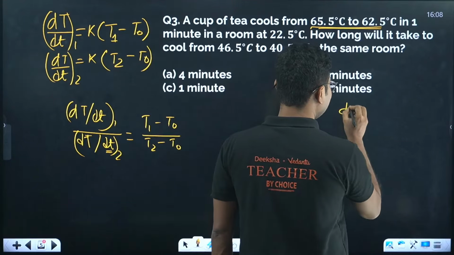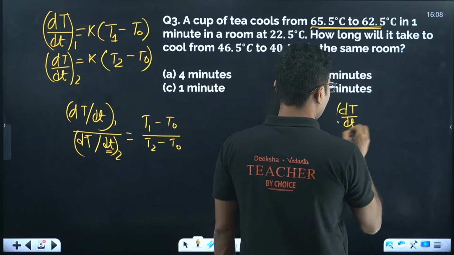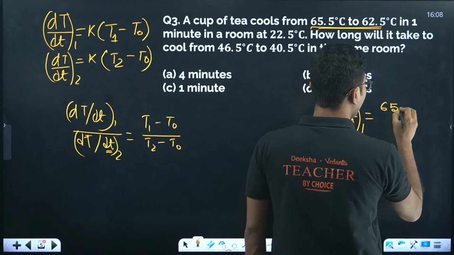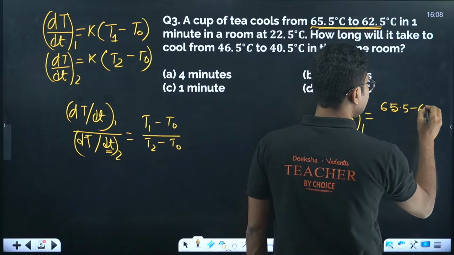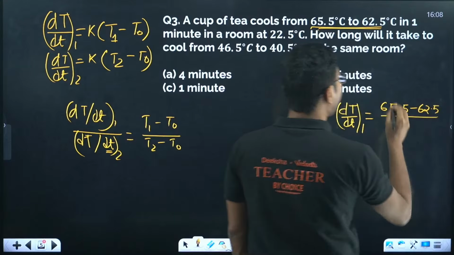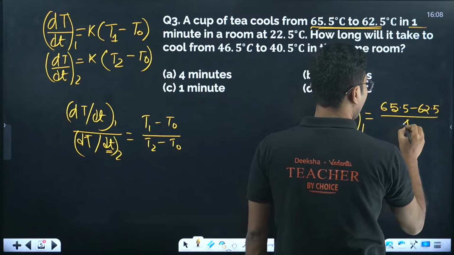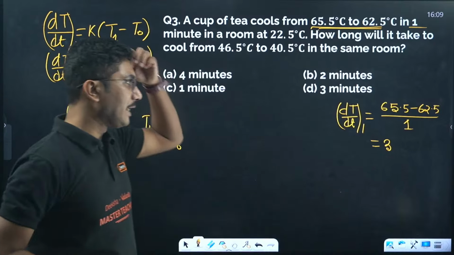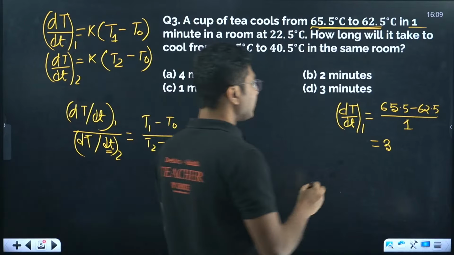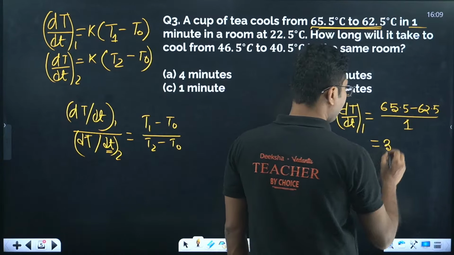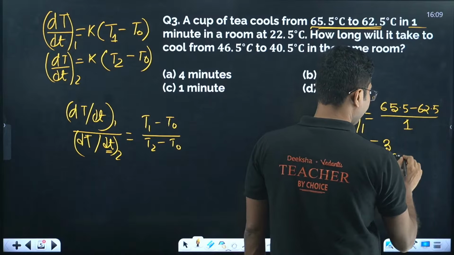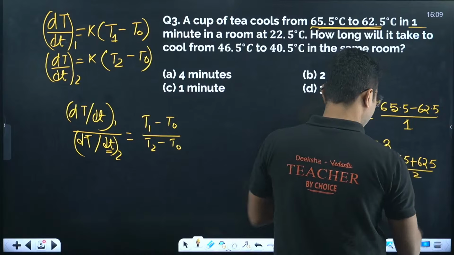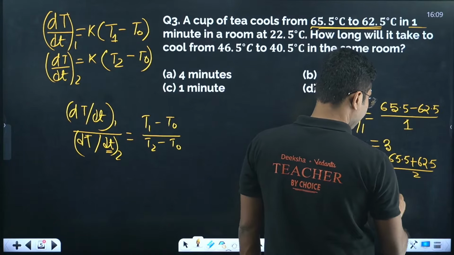First let us find dθ/dt1. It is nothing but the difference in temperature, that is 65.5 minus 62.5, divided by the time taken, here 1 minute. So it will be 3 by 1, that is 3. So dθ/dt1 is actually 3. What is T1? T1 is the mean temperature of these two temperatures. So it will be (65.5 plus 62.5) by 2, which is 128 by 2, which is 64.